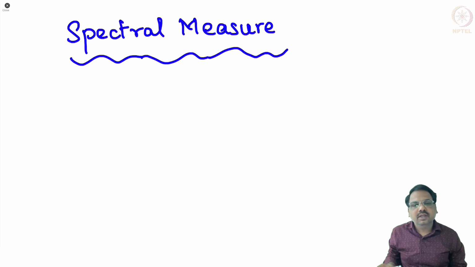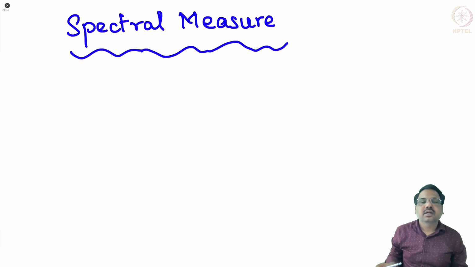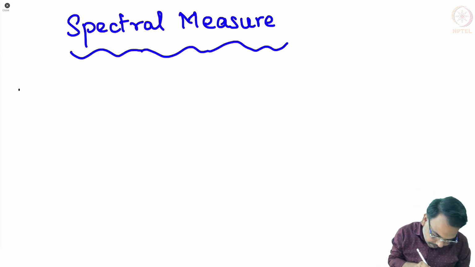To do that, we need the definition of spectral measure. So today we are going to discuss the definition of the spectral measure and a few examples and one or two important properties of spectral measure. First of all, let us start with the definition of a spectral measure.